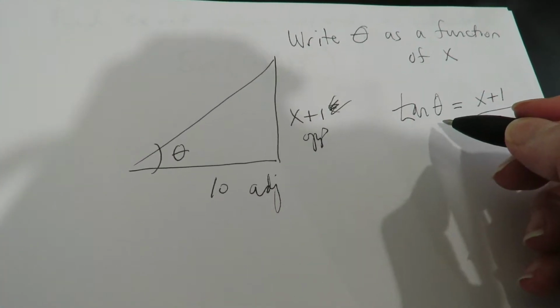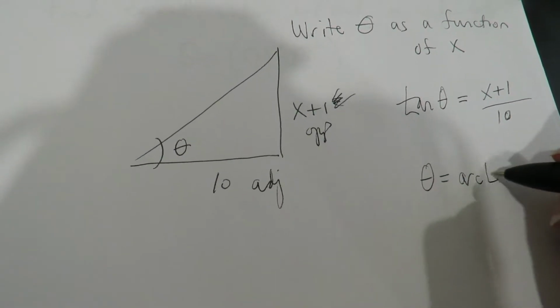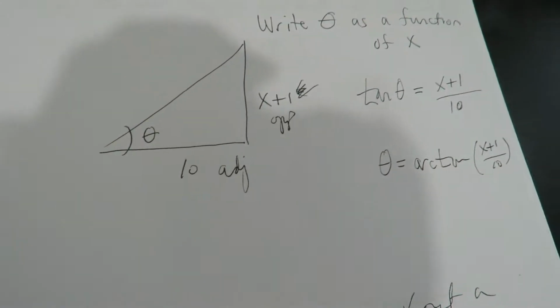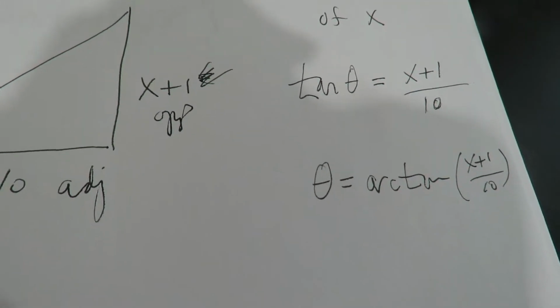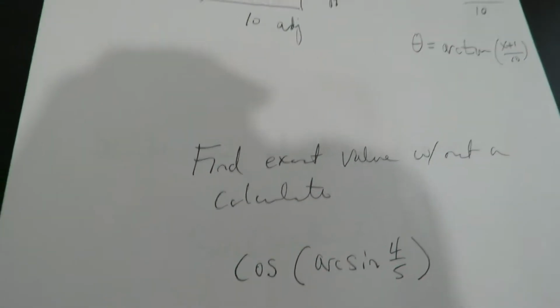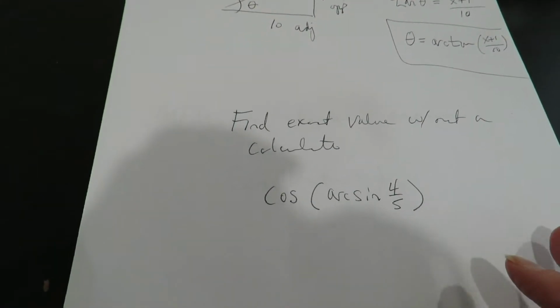Now they want you to isolate theta. So theta equals arctan of (x plus 1) over 10. All right? So you have to get the theta by itself. All right, that's the answer to that one. That one's done. All right, let's try another one.